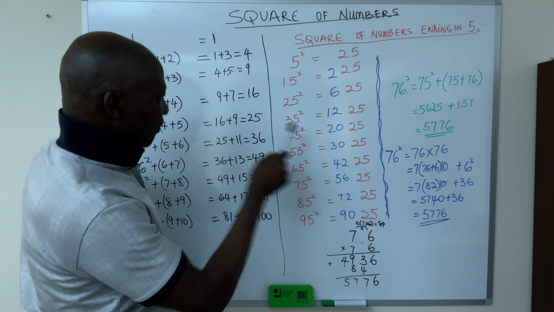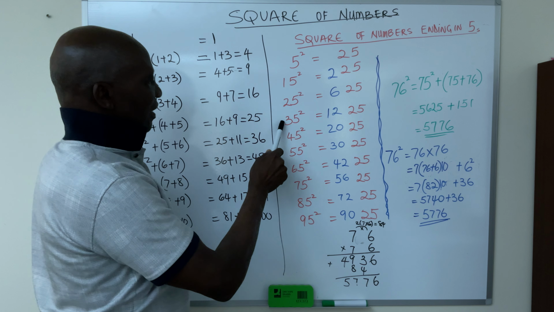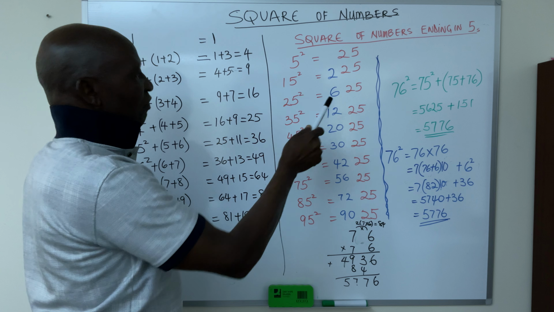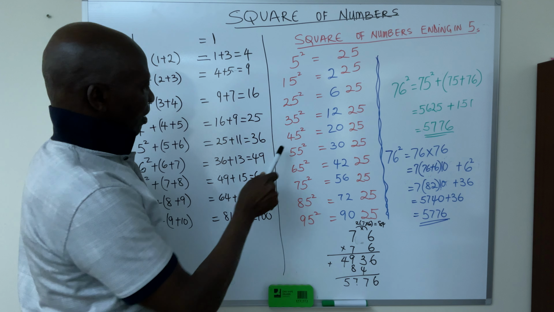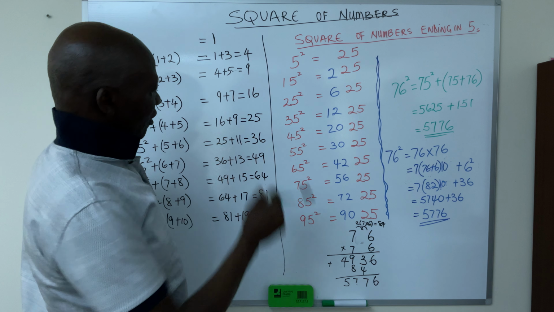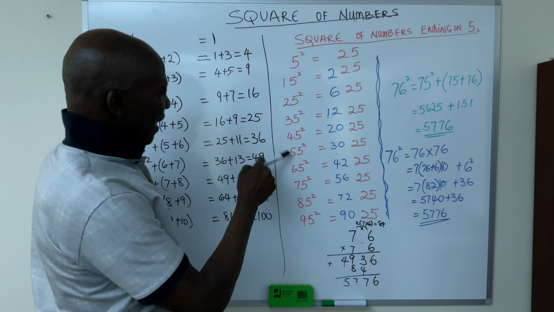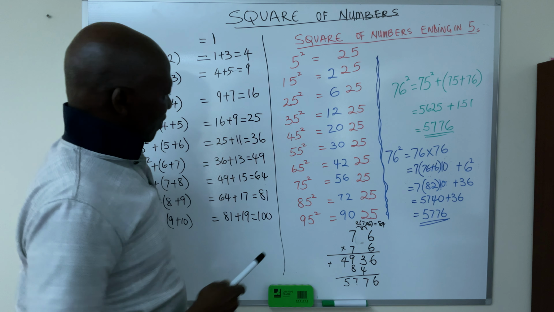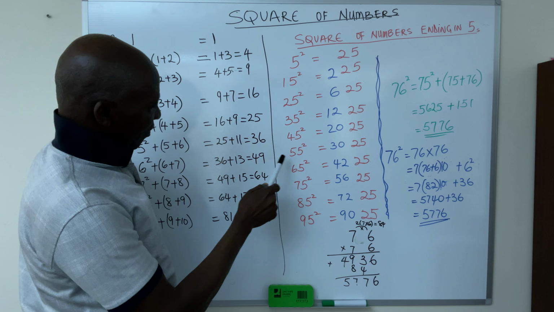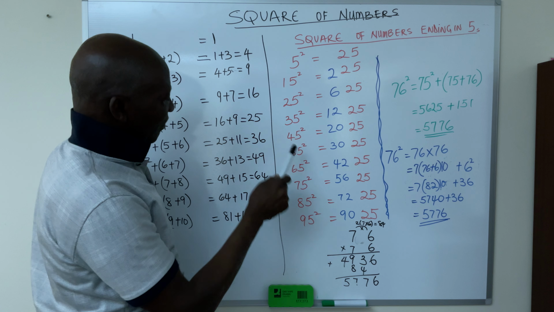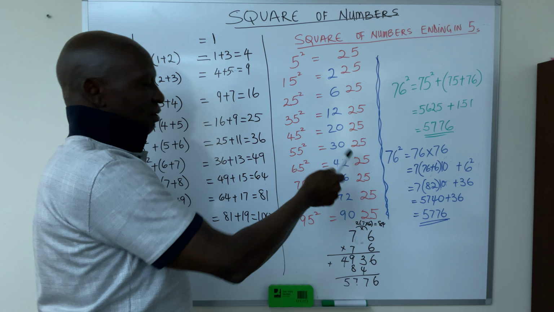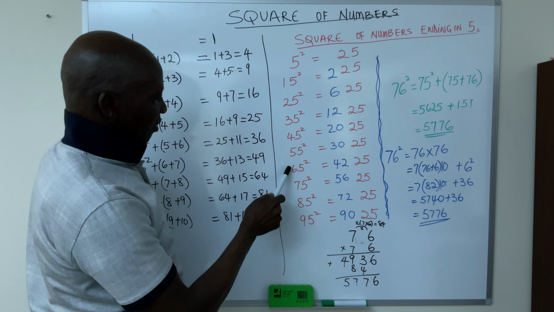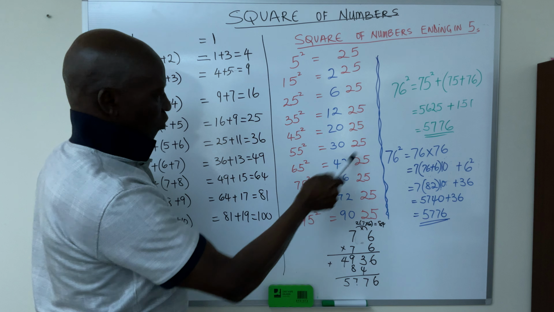The square of 35 becomes 3 times the next whole number, which is 3 times 4. That gives 12, then 25. The square of 45 is 4 multiplied by the next whole number, 4 times 5, 20, 25. The square of 55 from the pattern becomes 5 times 6, 30, 25. The square of 65 becomes 6 times 7, 42, 25.